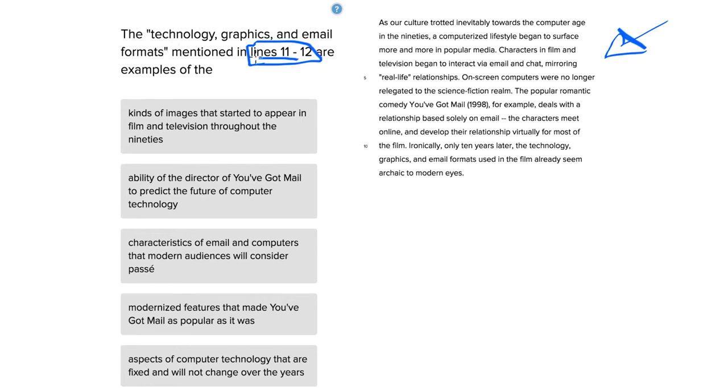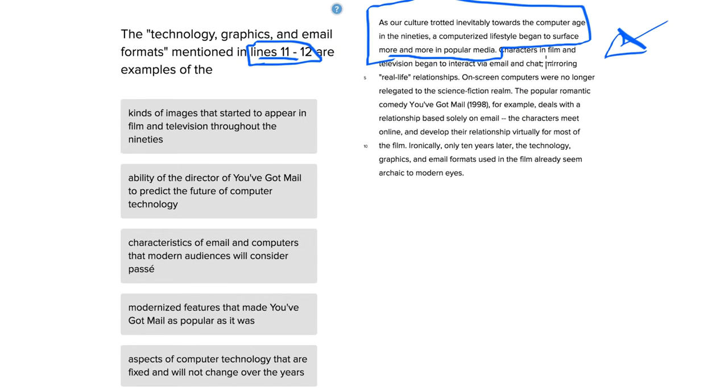So here we're talking about this passage. "As our culture trod inevitably toward the computer age in the 90s, a computerized lifestyle began to surface more and more in the popular media." If you read this carefully, you'll figure out that this actually is the thesis and that everything that follows this sentence is actually evidence to back it up.